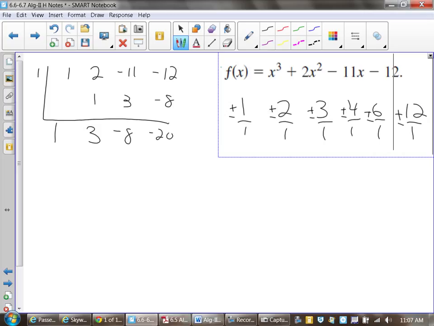Did that equal 0? No. So is 1 a 0 for this function? No. All right, check negative 1.